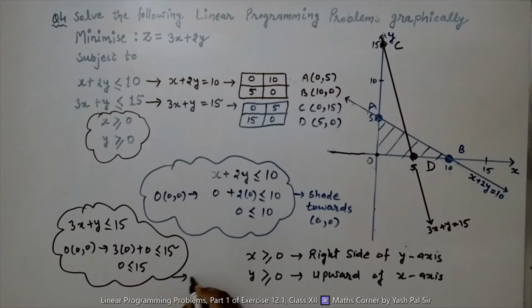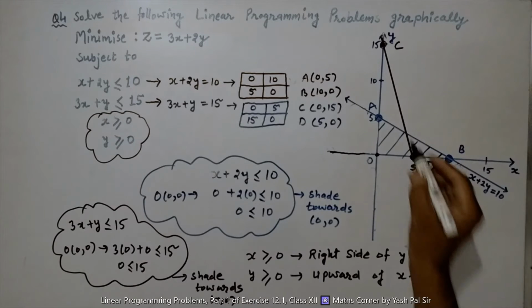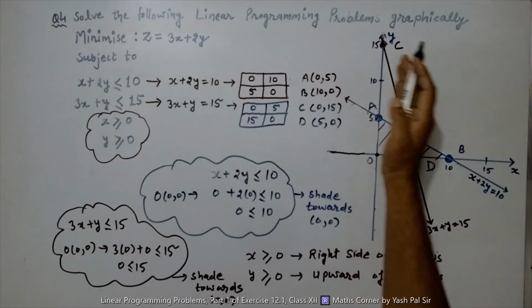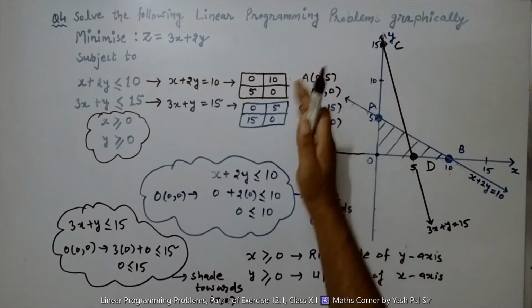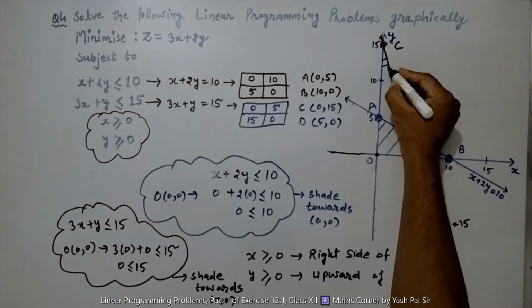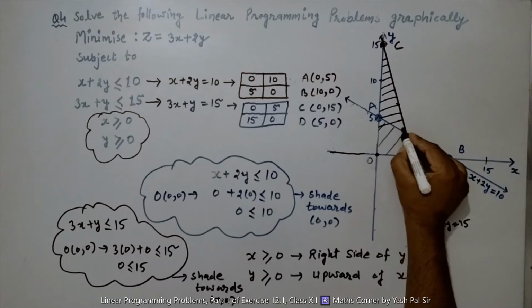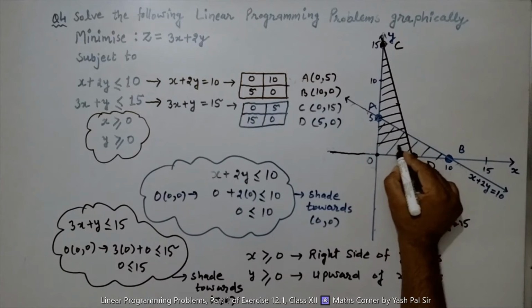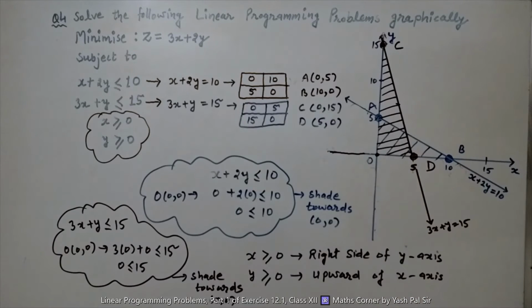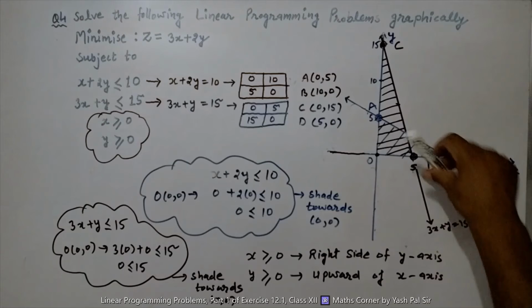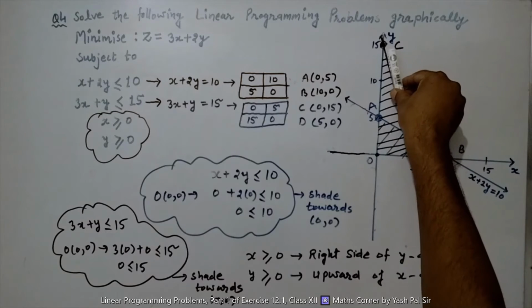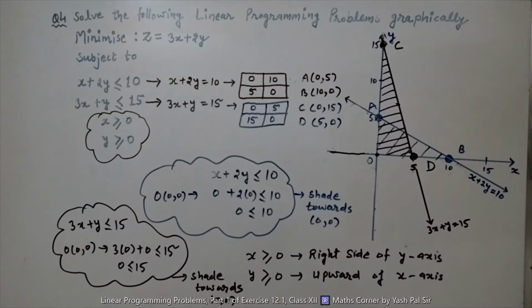Again what do we say? Yes, this is true. So again the same result: shade towards 0 0. So we know that towards the left side of the y axis we are not going to shade. So this side, only upward of the x axis, this way. Now earlier we said that we have to shade only to this side. Now we have shaded this side.